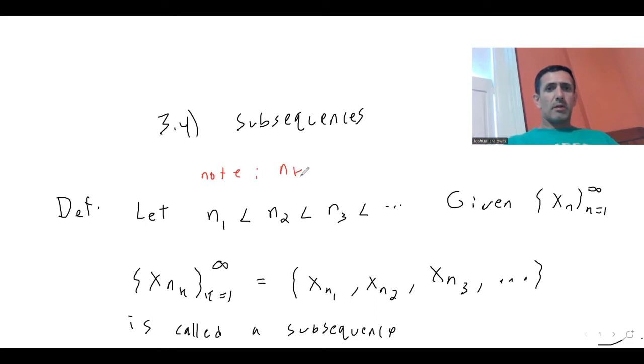For any k, n_k is bigger or equal to k. It could be equal to k, like I said many times before. n_1 could be 1, n_2 could be 2, n_3 could be 3. You could then have n_4 is 10. That's fine. But just because these are all positive integers, and it's strictly increasing, that forces n_k to be bigger or equal to k. That's important for this theorem.